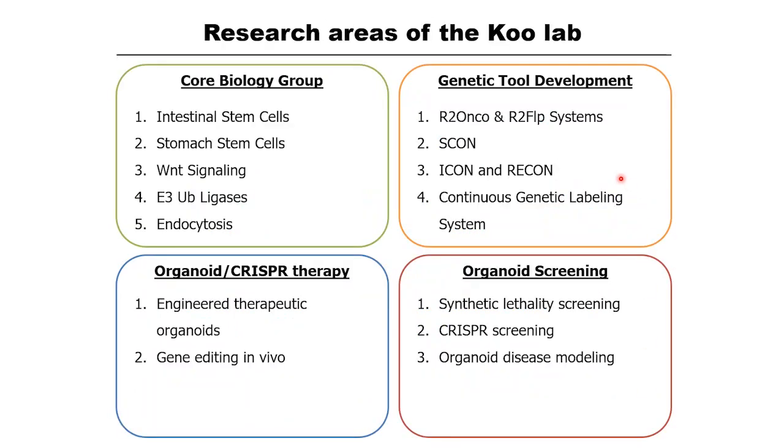So these are the research areas of our lab. We are biologists working on intestinal and stomach stem cells, and also interested in Wnt and E3 ubiquitin ligases. However, at the same time, we are very fond of genetic tool development, such as mosaic analysis tools and short conditional introns, and we are also working very hard with organoid technology and so on. So I hope that if you are interested in one of these themes of research, I can be contacted by you in the future.